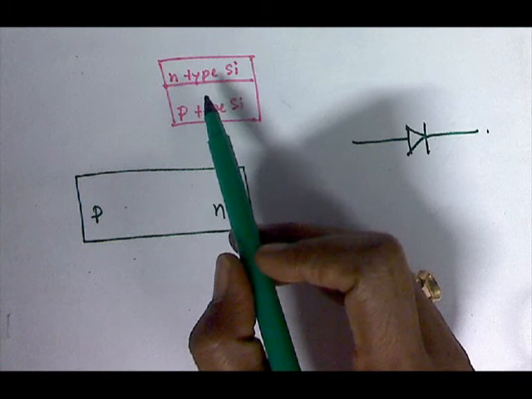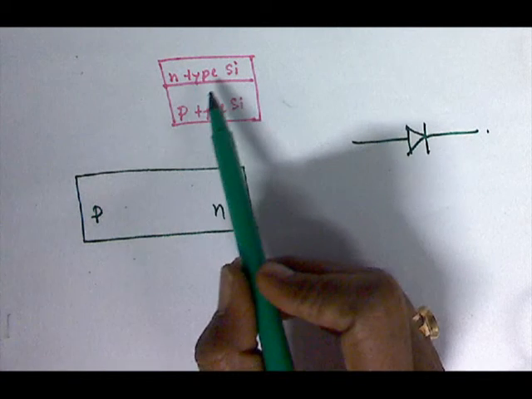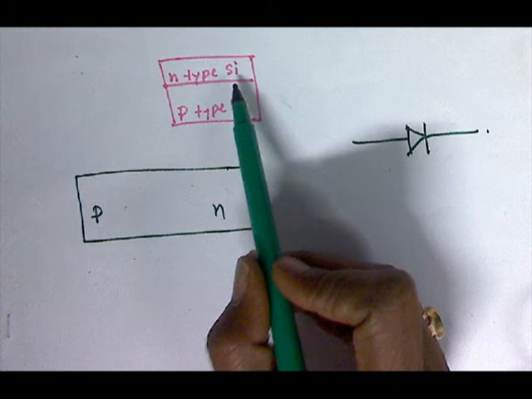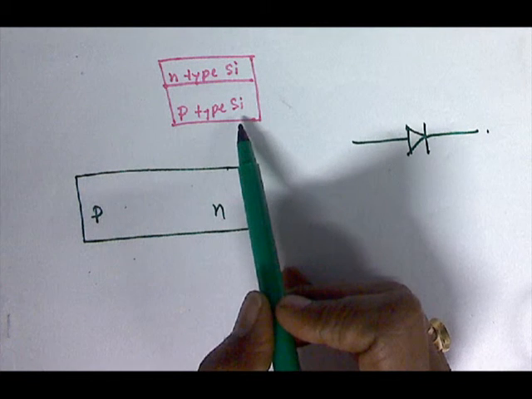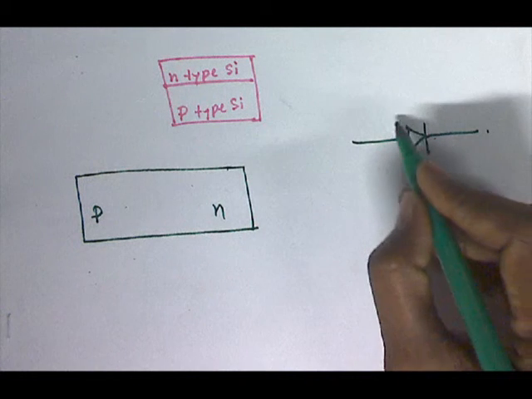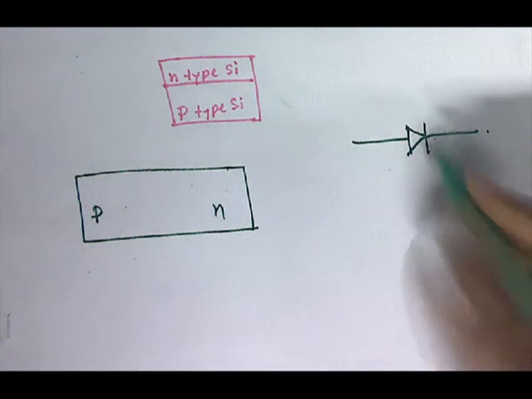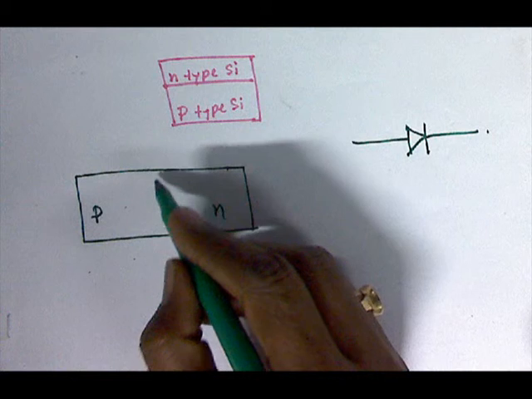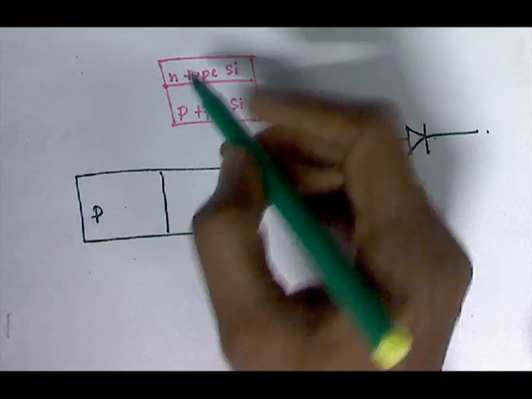This one is N-type silicon. This is the P-type silicon. So it's like a diode. This is P. This is N. P-N diode.